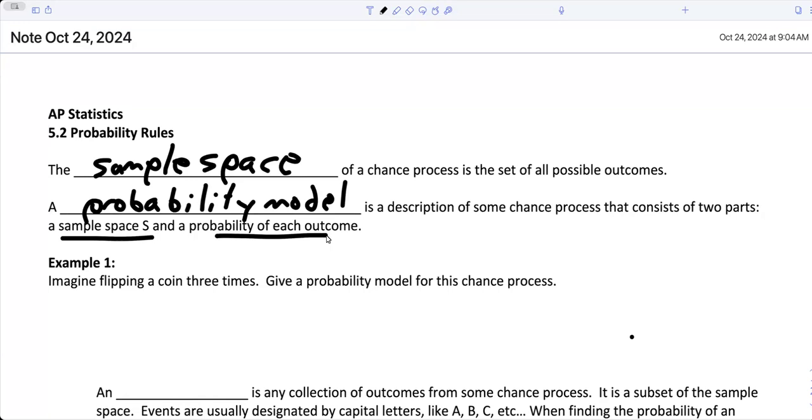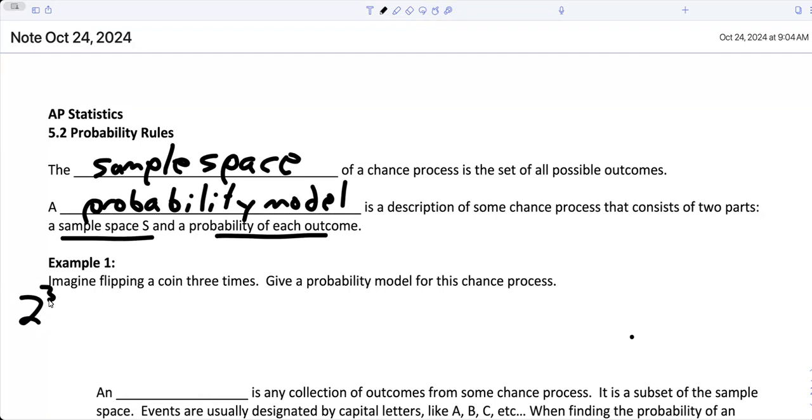So let's look at an example. Imagine flipping a coin 3 times. Give a probability model for this chance process. Okay, so how many different outcomes are there if I flip a coin? There's heads and there's tails. How many times am I flipping? So I've got 2 raised to the 3rd power, which is 8. So there are 8 different outcomes. They all have the same probability. In this case, it would be 1 out of 8, right?